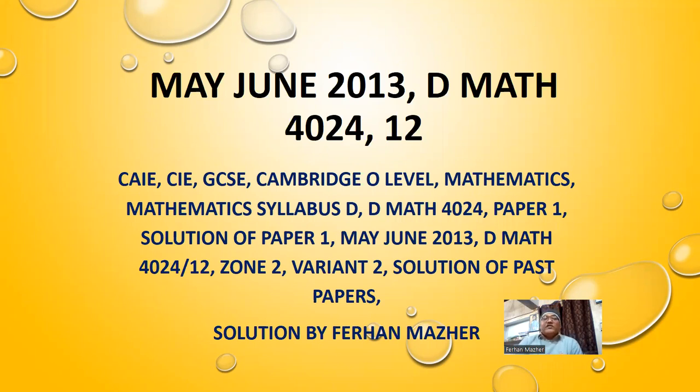Today the subject we are studying is Cambridge O-Levels Mathematics Syllabus D. We also call it D Maths 4024. Today we have set our hearts to solve a Paper 1, and for this purpose we have selected the May-June 2013 1-2 paper. This Paper 1 belongs to Variant 2, or Zone 2. In this video, I will be presenting you the solution of this paper. So let's start today's paper.